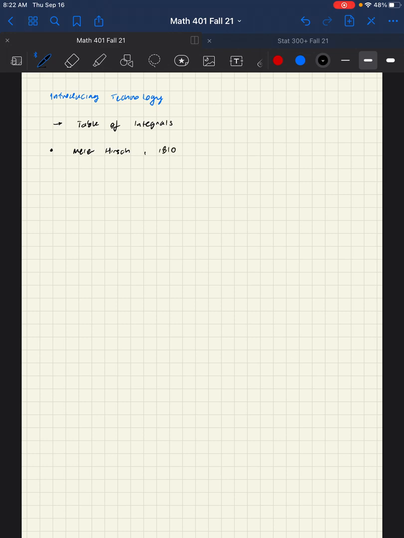Meyer Hirsch, a German or a Prussian, I guess you would say in those times, published the first edition of a table of integrals in what is now Germany. That was then exported to the UK in 1823. So they got their first copy of this in 1823. But other competing versions emerged, and some of these became what's called definitive editions.